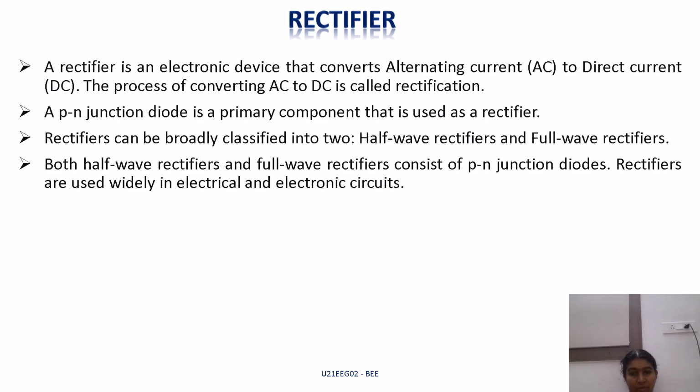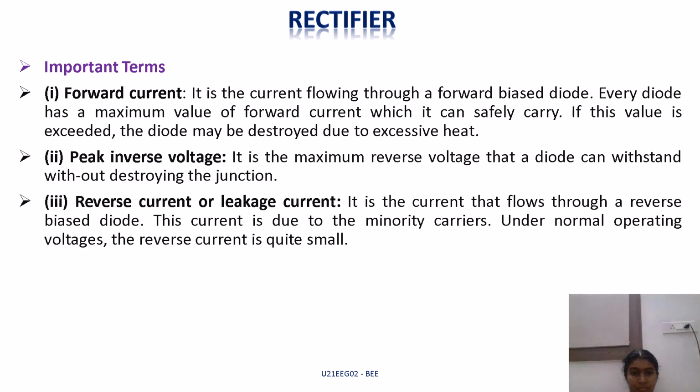Both half wave and full wave rectifiers consist of PN junction diodes. Here rectifiers are widely used in electrical as well as in electronic circuits. So these are the parameters which we have to study under rectifier. Forward current is the current flowing through the forward biased diode. Peak inverse voltage is the maximum reverse voltage that a diode can withstand without destroying the junction. Reverse current or leakage current is the current that flows through a reverse biased diode.